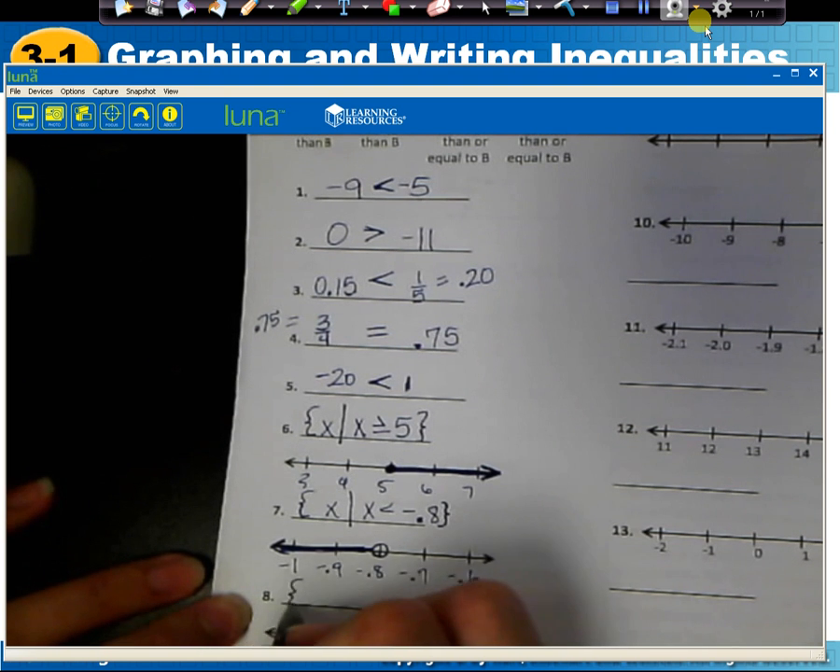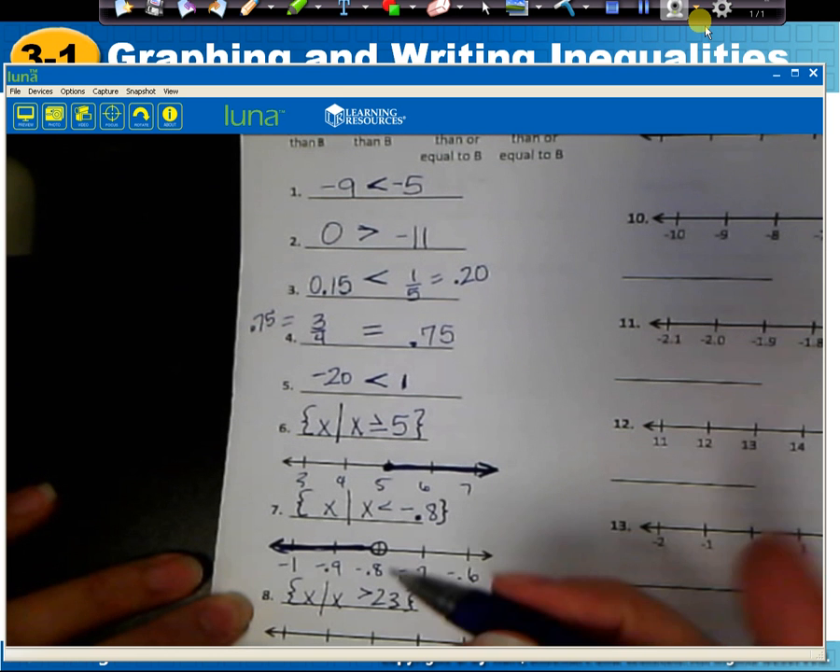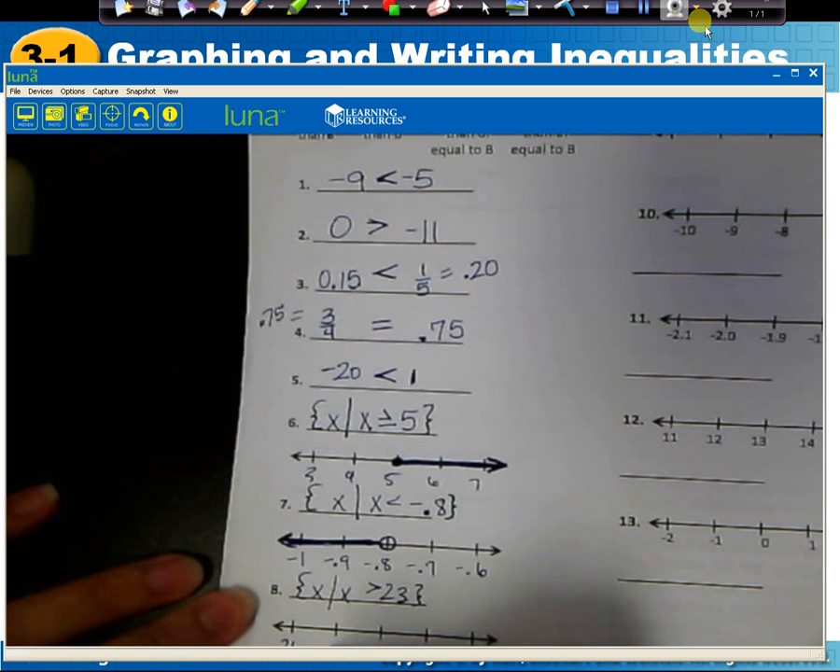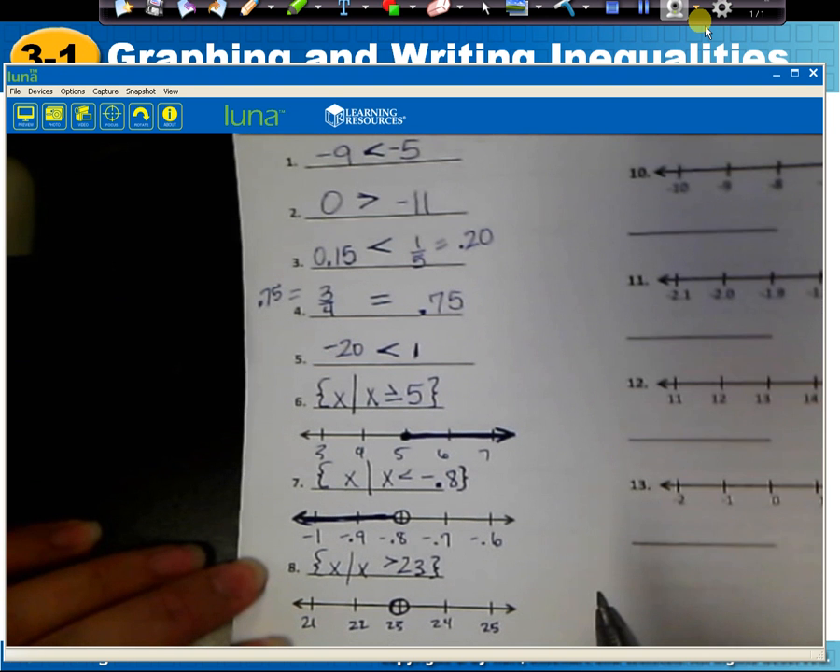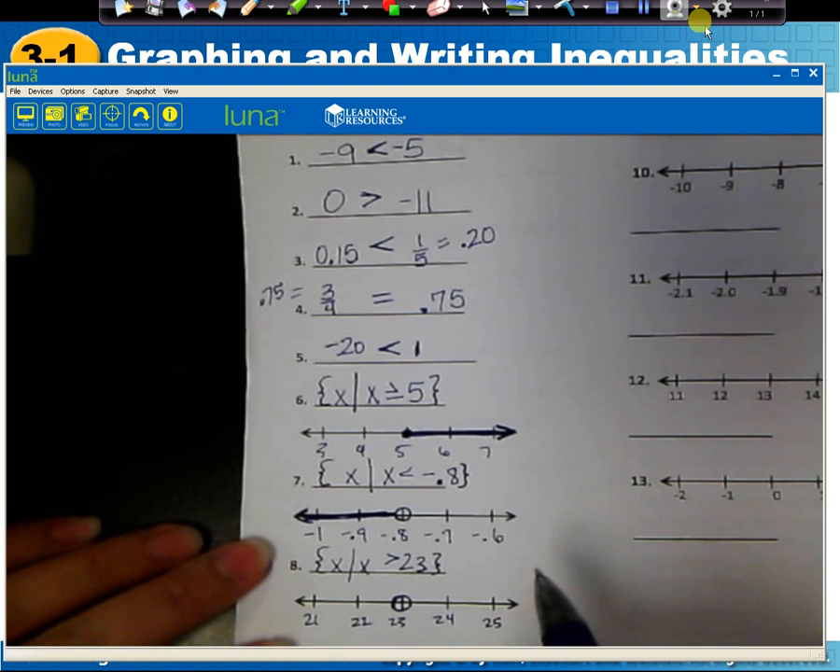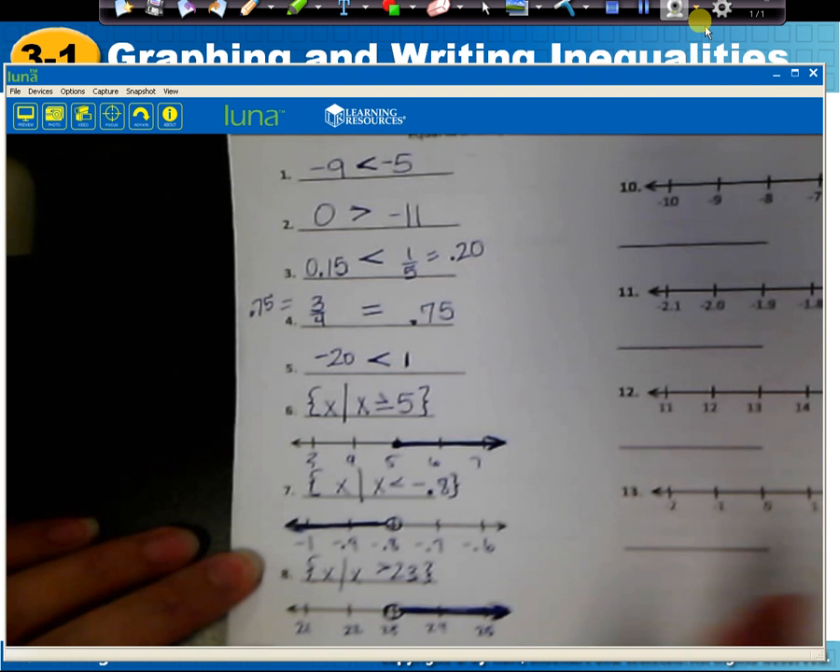Let's look at number 8. X such that x is greater than 23. 21, 22, 23, 24, 25. Okay, because x is greater than 23, it's not equal to. It's greater than. I'm going to circle the 23 on my number line. And then I'm going to shade in the direction, again, that my inequality sign is pointing. I'm going to shade this way because I'm highlighting anything greater than 23. It's bigger than 23.